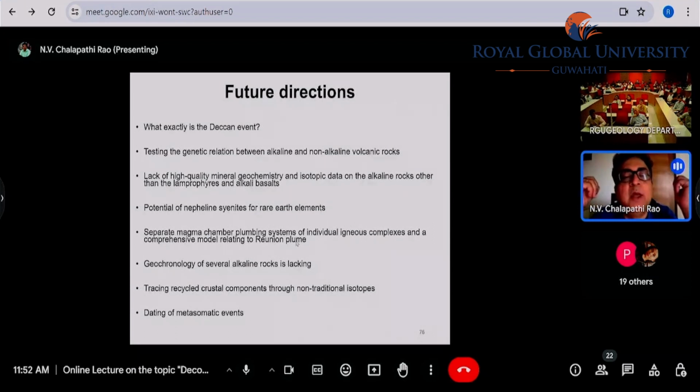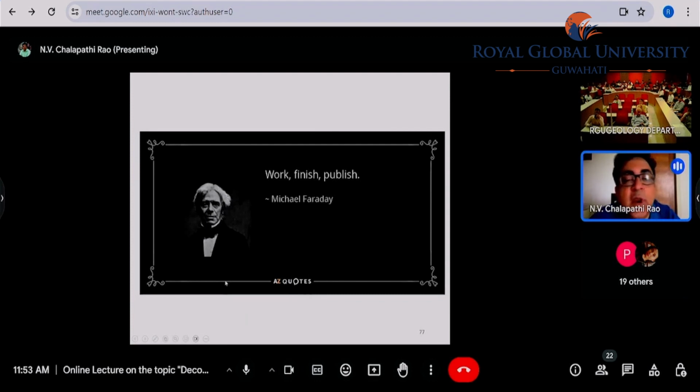A lot of work can be done on high quality mineral chemistry, on isotopes, on mineral scale. Nepheline syenites are very important resources for REEs. People can do research in this direction. Plumbing systems of alkaline complexes can be established. Geochronological information on several alkaline rocks is lacking. There is a lot of scope so that better models can come up and dating of metasomatism can be done.